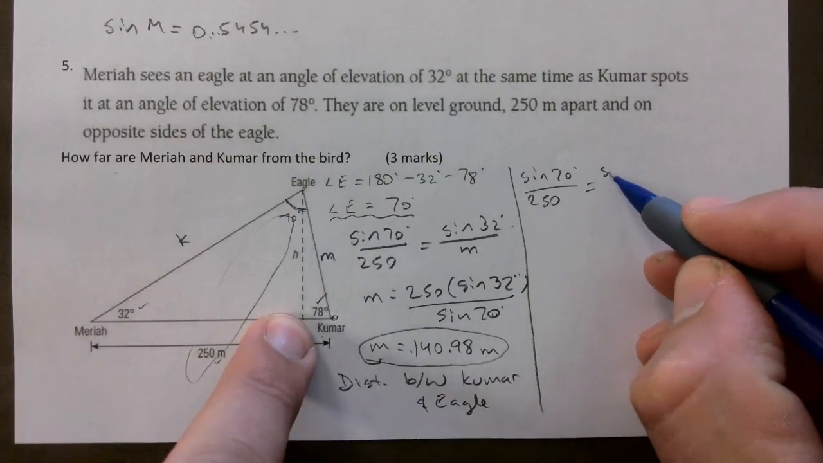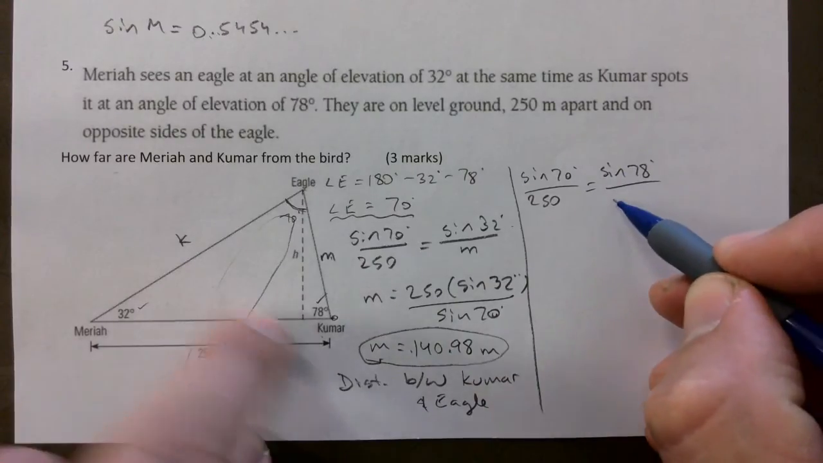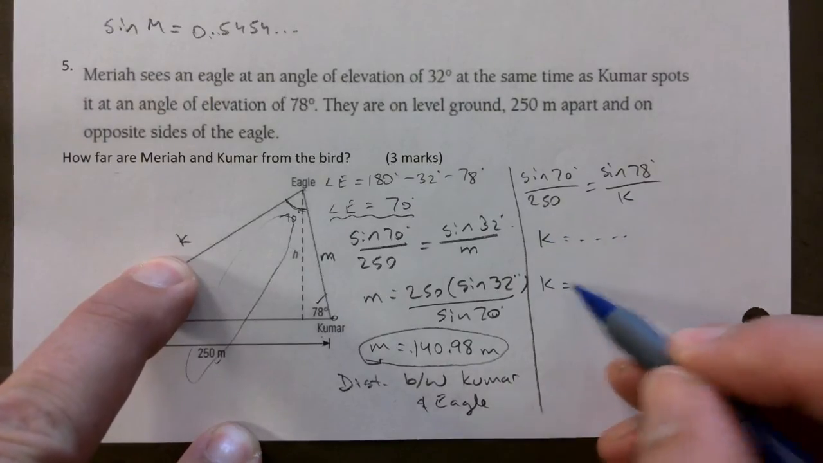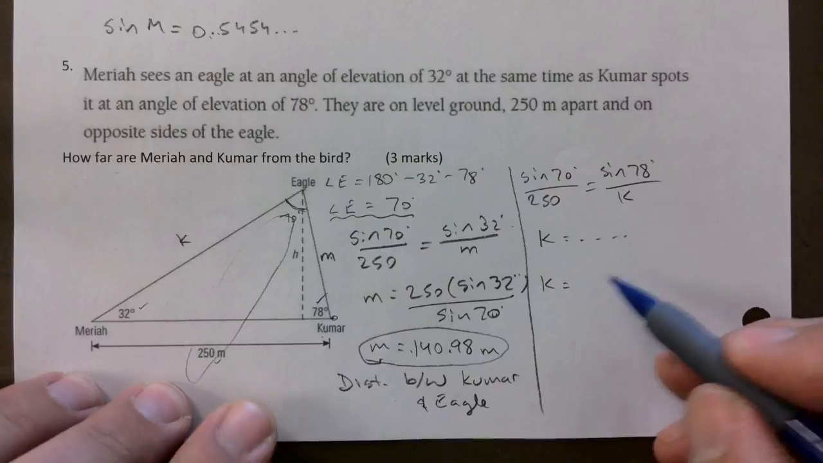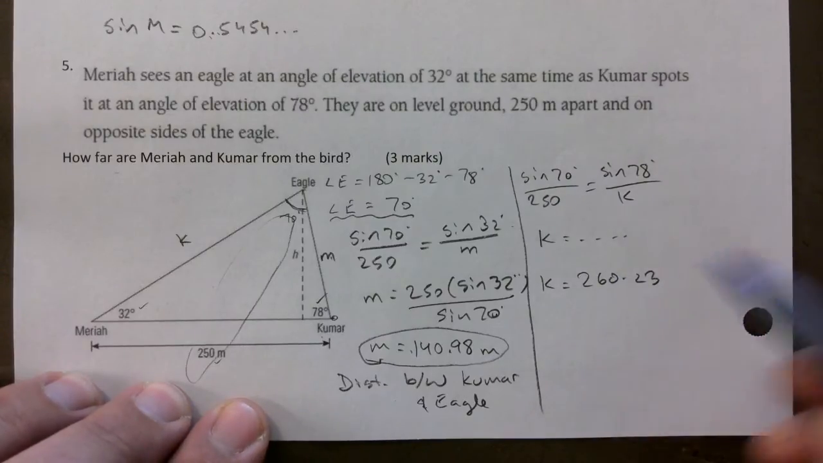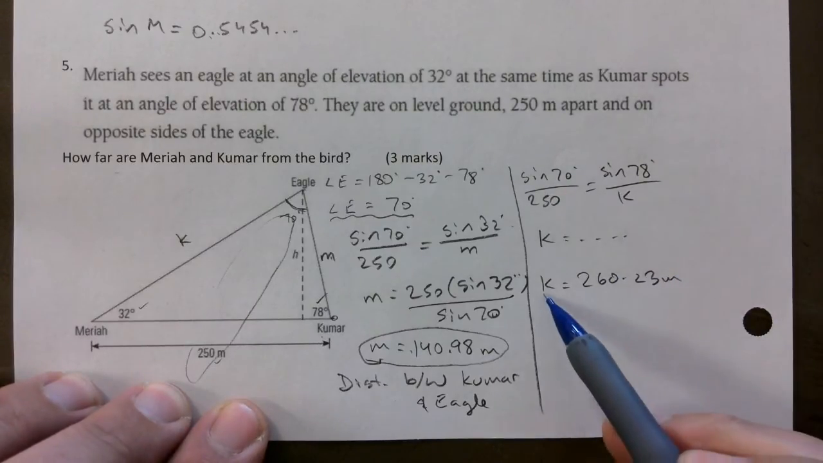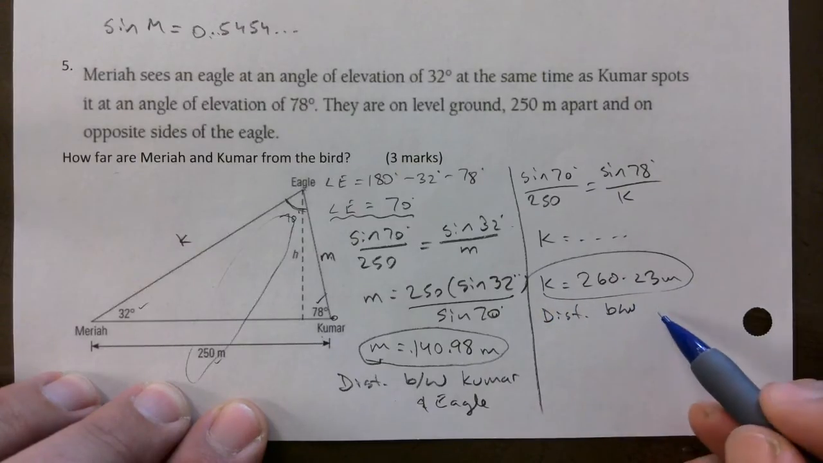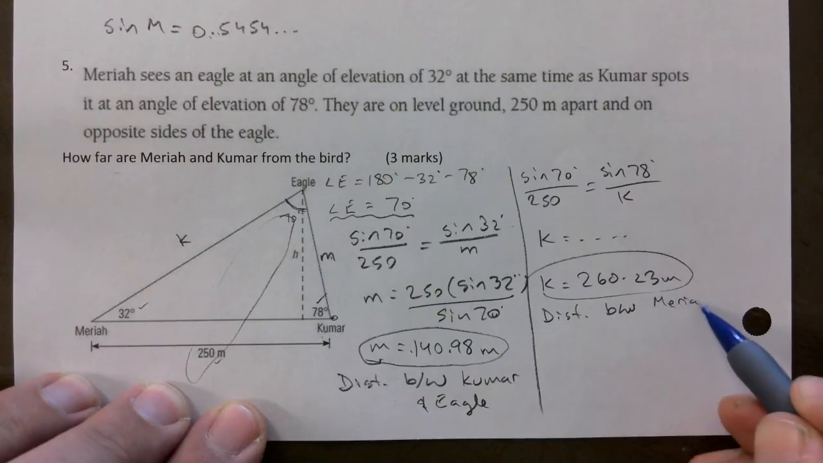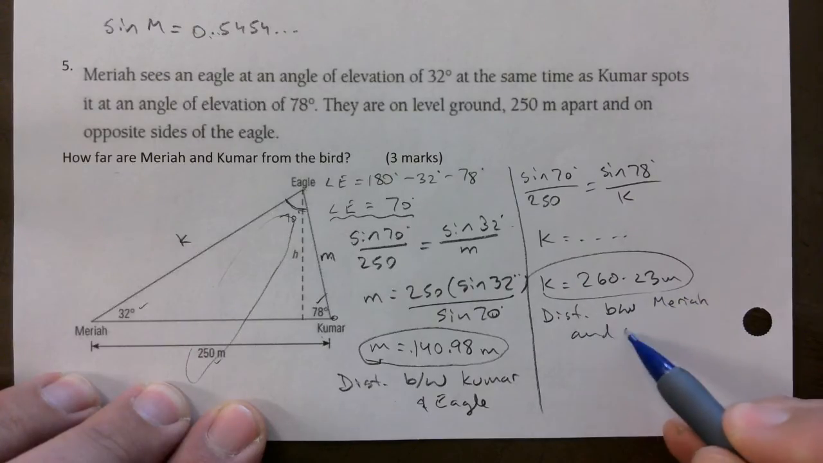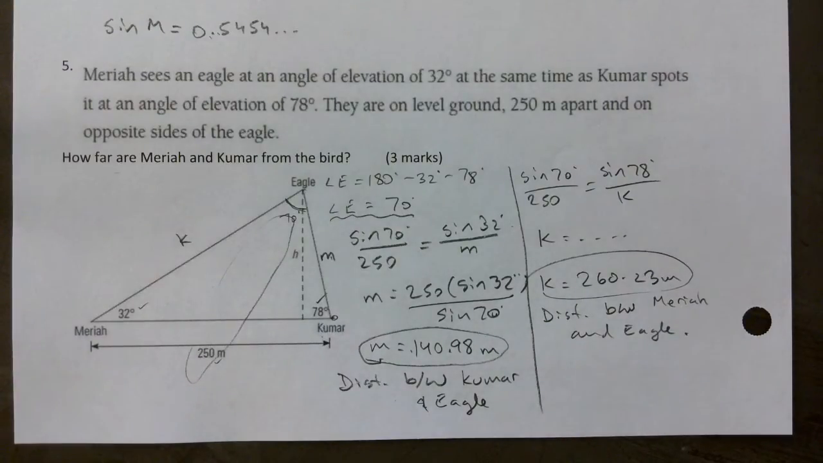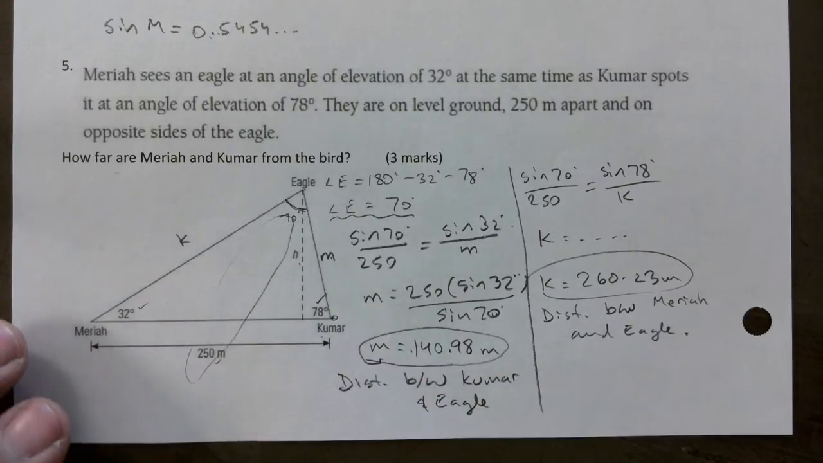Sine of 78 will give you K. So K is 260.23. This is the distance between Mariah and Eagle. So that's technically you were done there, but I will add the H somewhere here.